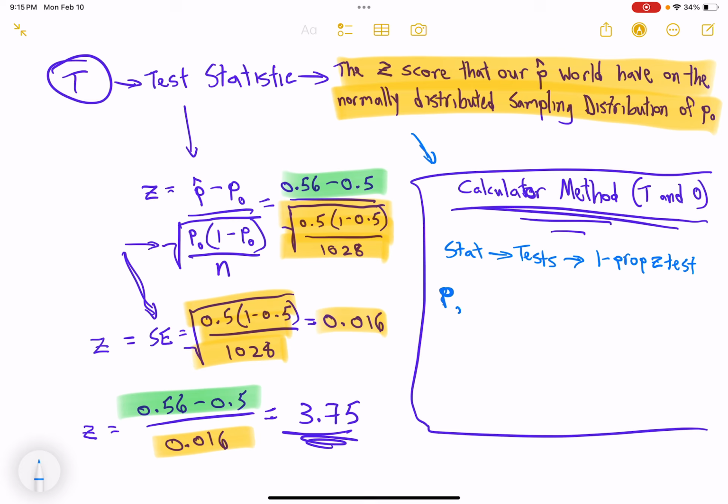Put in your null proportion. In this case, your null proportion will be 0.5. Put in your x, which is number of successes. Put in your sample size, which is 1,028. Now, in your case, our sample gave us 56% of that, right? So what we'll do is we'll do 1,028 times 0.56. And that yields 575.68. We need a whole number for people, so we'll say 576, okay? And that'll do just fine, right?